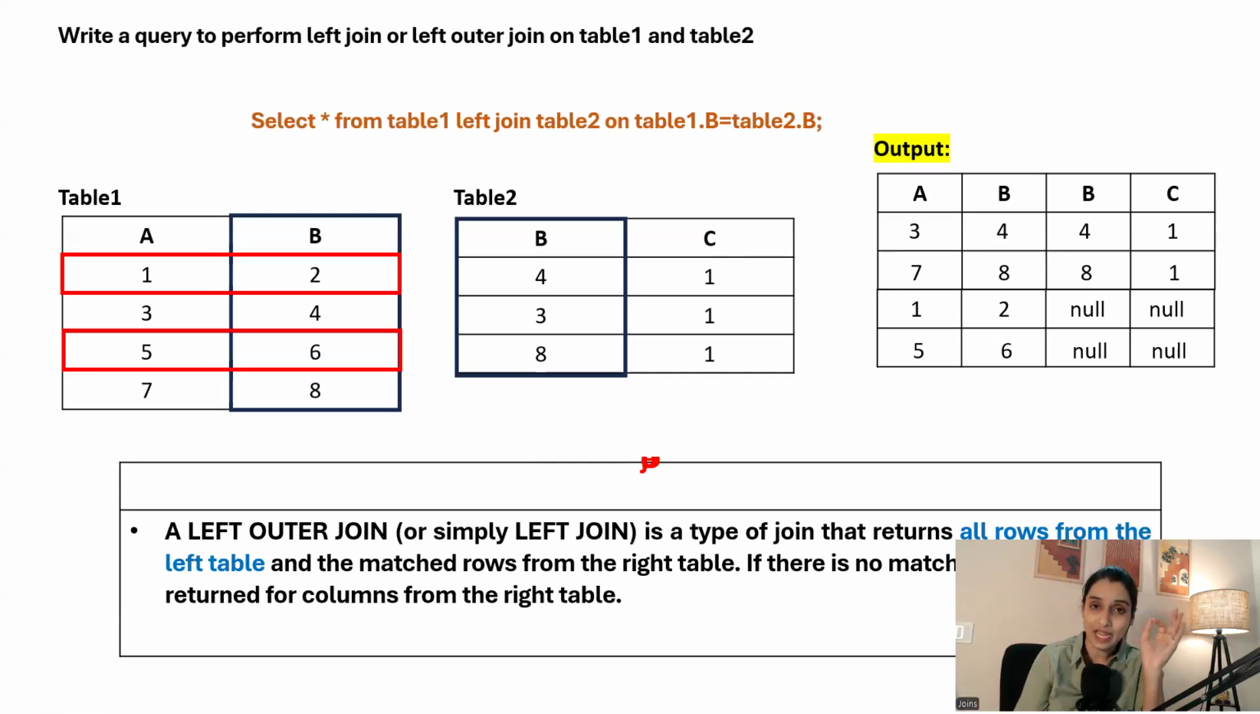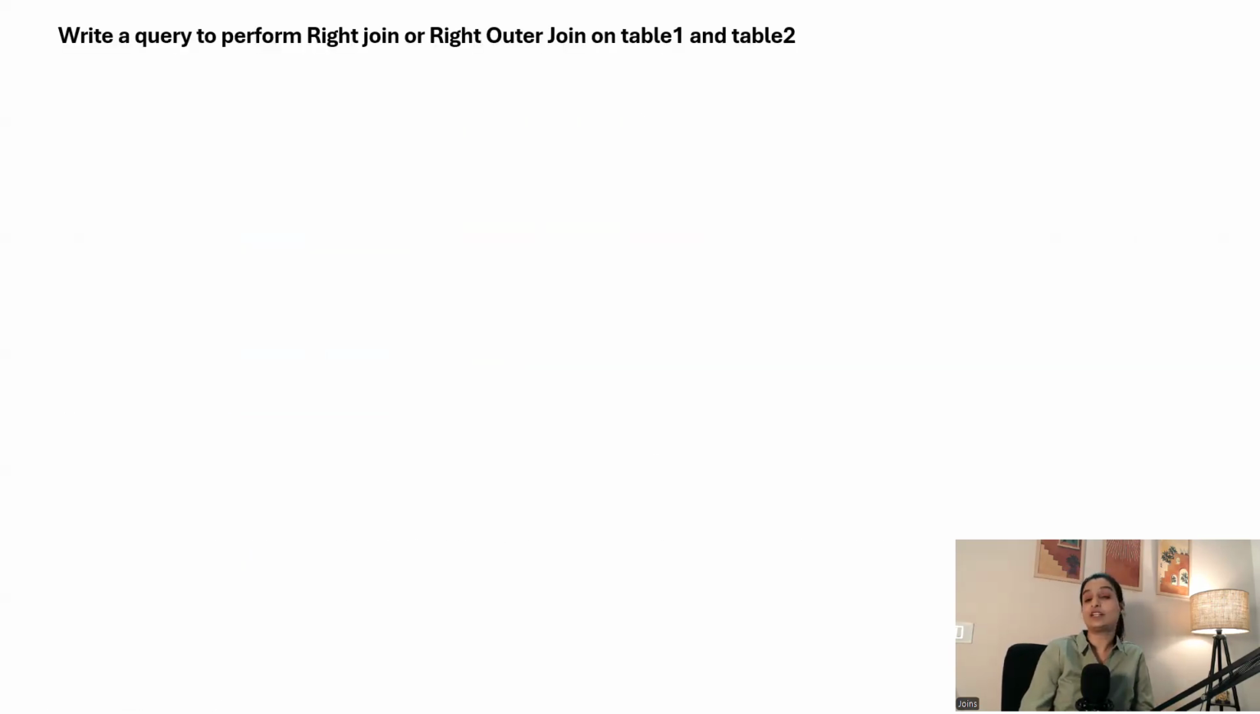Left join is a type of join where all the matching records will be returned based on the condition, and all the non-matching records from the left table will be returned in your output. I hope I am clear with this. Now let's move towards the right join.